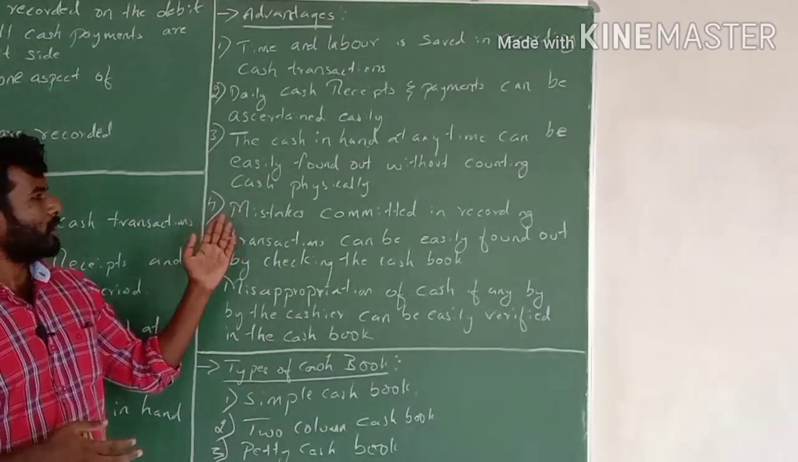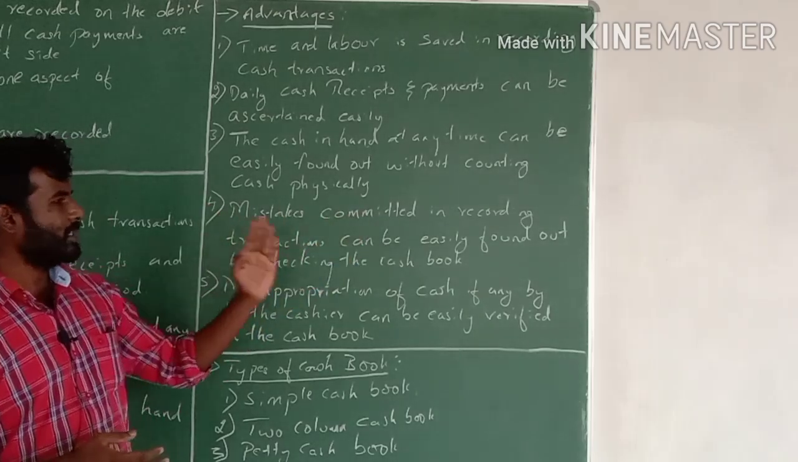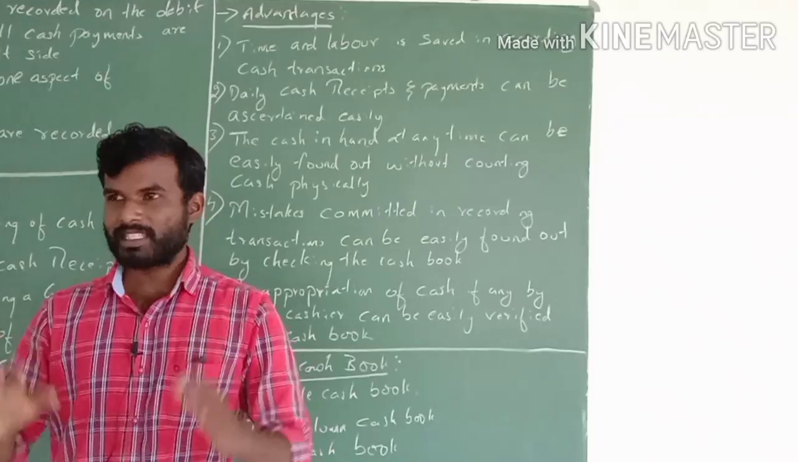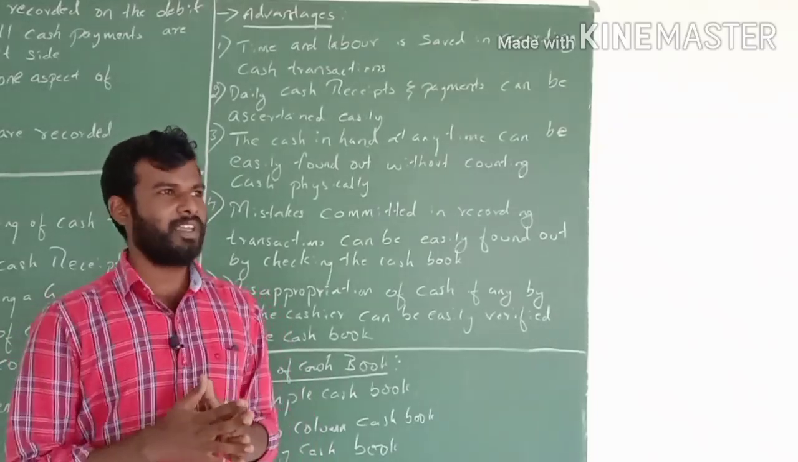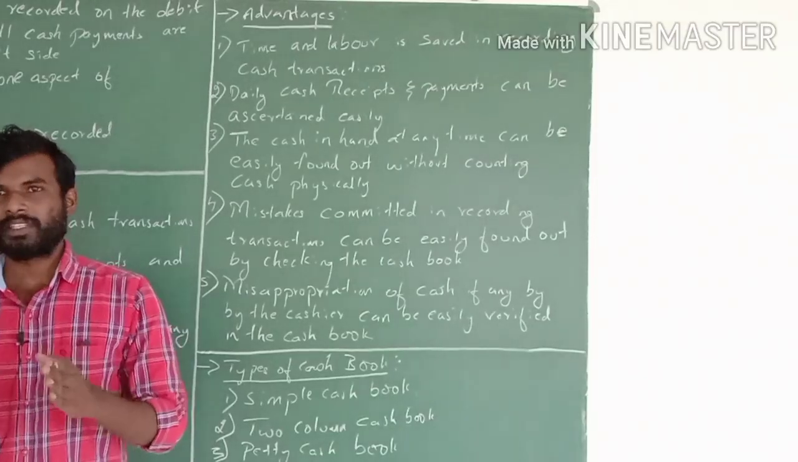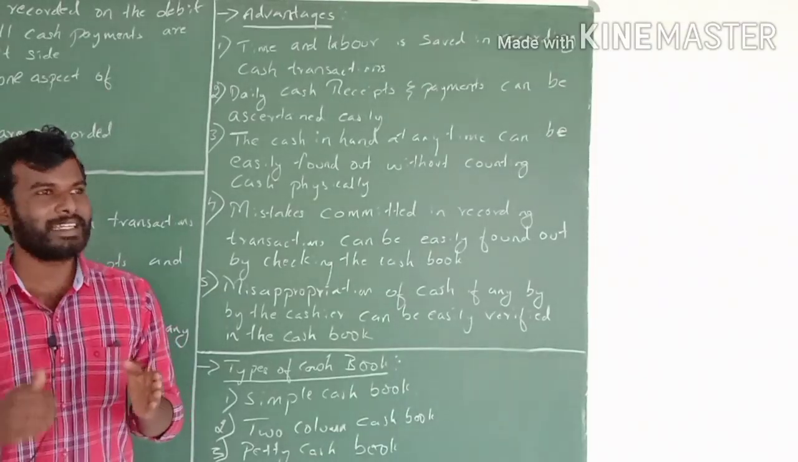The next point says that mistakes committed in recording transactions can be easily found out by checking the cash book. Any mistakes we made can easily be rectified in the cash book. We can easily find out the closing balance, and that should be equal to whatever cash balance we have.